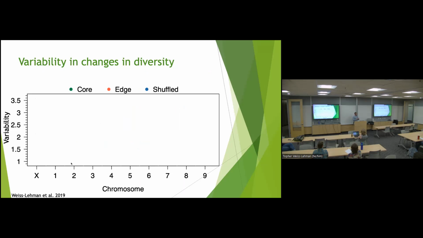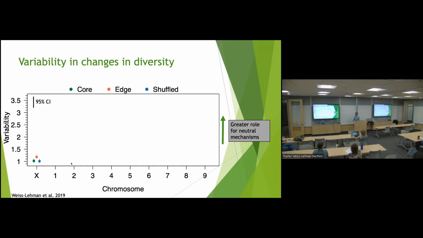To directly quantify that, we looked at the variability of these changes in nucleotide diversity across all the different chromosomes in the Tribolium genome. We compared that between core, edge, and shuffled populations. As a reminder on this graph, larger values would indicate a greater role for neutral mechanisms, or gene surfing in particular, because it indicates there are a lot of differences among these replicate populations in these different windows. And this is what these results look like.